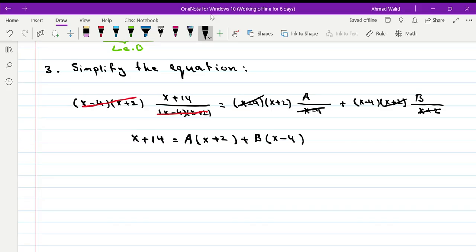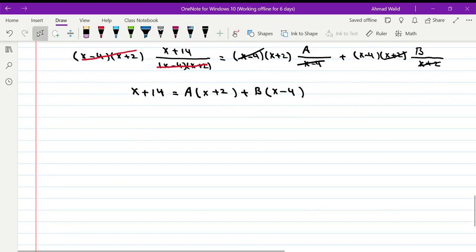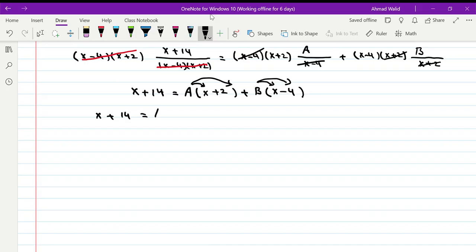Still, you can simplify. Here, simplify means distribute a to this parenthesis and distribute b to this parenthesis. Then x plus 14 equals ax plus 2a plus bx minus 4b. Be careful with the signs, please. That is your step number 3.